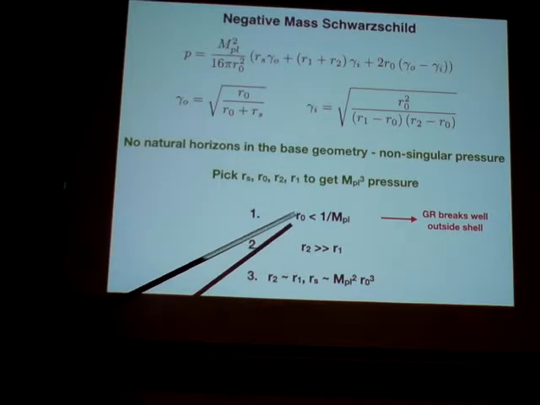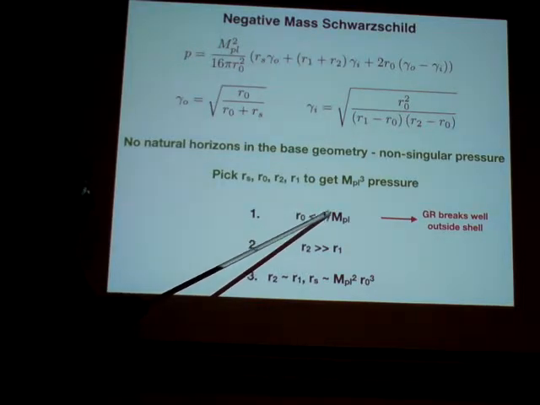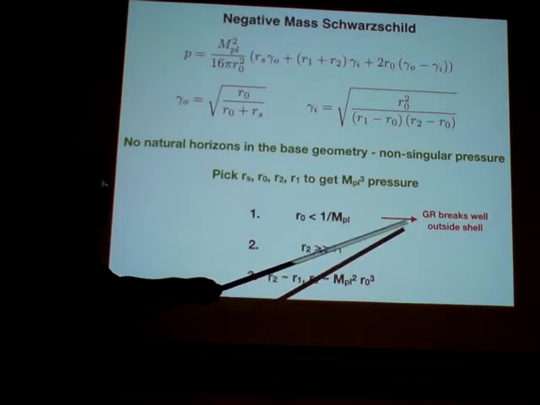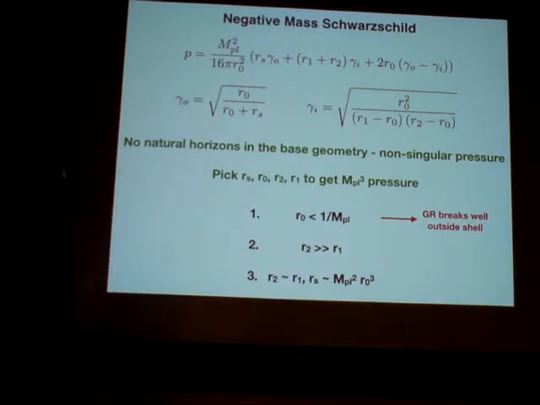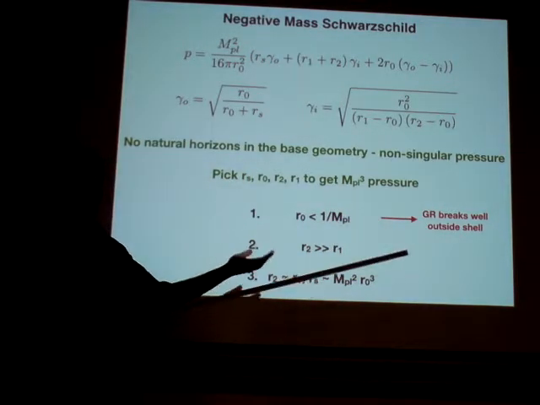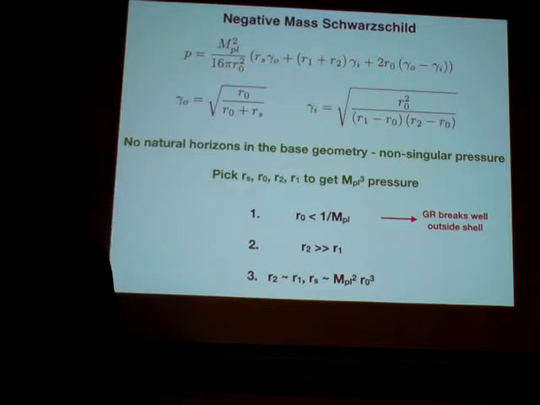So this one doesn't trouble me too much because if I take R0 less than 1 over m Planck, in this particular solution, if I compute the Riemann invariant, R mu lambda sigma squared, you'll find out that GR actually breaks well outside the shell itself. So it's kind of a dumb solution because since GR is already broken down, I don't trust that this thing actually exists.